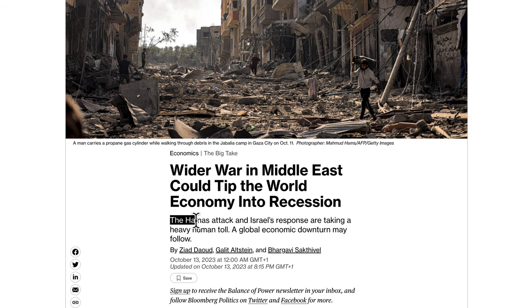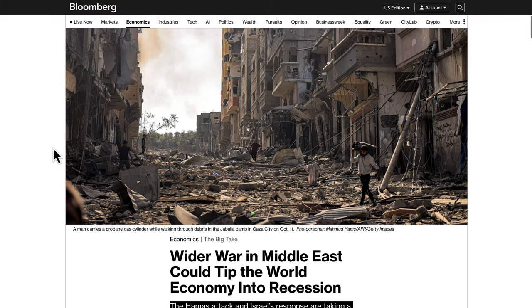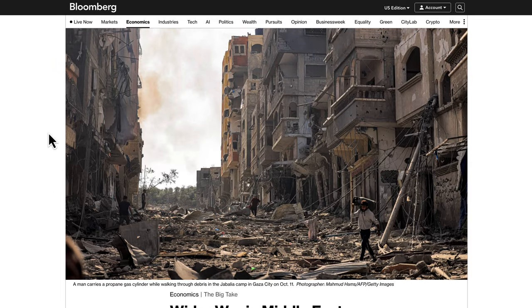And the Hamas attack and Israel response are taking a heavy human toll. A global economic downturn may follow, and that is more of a risk-off environment. In a risk-off environment, the US economy is seen as a bit of a safe haven, like the Swiss franc and the Japanese yen. But more so at the moment, the US and the Swiss franc, because their economies are holding up a lot better.